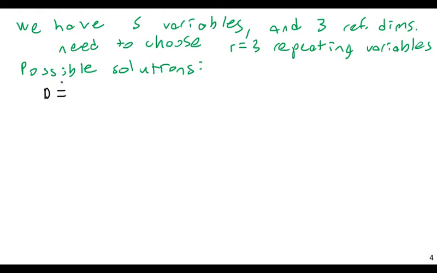Well, what if I said diameter, viscosity, and velocity? What if I decided those are my repeating variables? Would that work? Let's find out. Diameter has dimensions of length. Viscosity has dimensions of M, L to the -1, T to the -1, and L, T to the -1 for velocity.